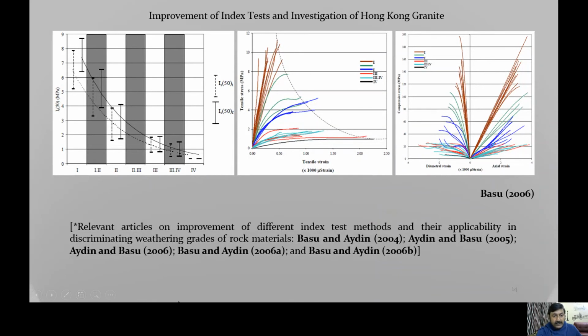So the relevant articles in this regard are listed here. If anybody is interested, they can look at these articles.